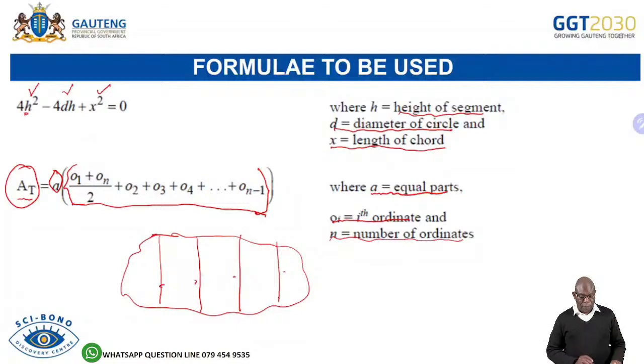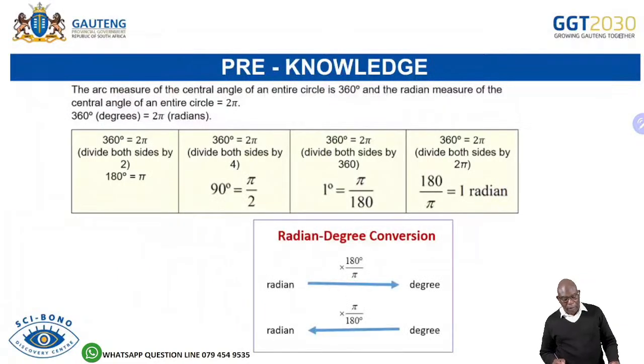So the first one, O1 plus ON, the first and the last divided by 2, and the second one, the third one, the fourth one. So I can stop at the fourth one if I've got 4 of them. If I've got 6 of them, I'll then continue with it. Okay, so you must understand this formula. You must always work with this formula when you're doing this section, right? And we've got the other formula for the area, which uses the midpoint. Okay, so please make sure that you also understand that one.